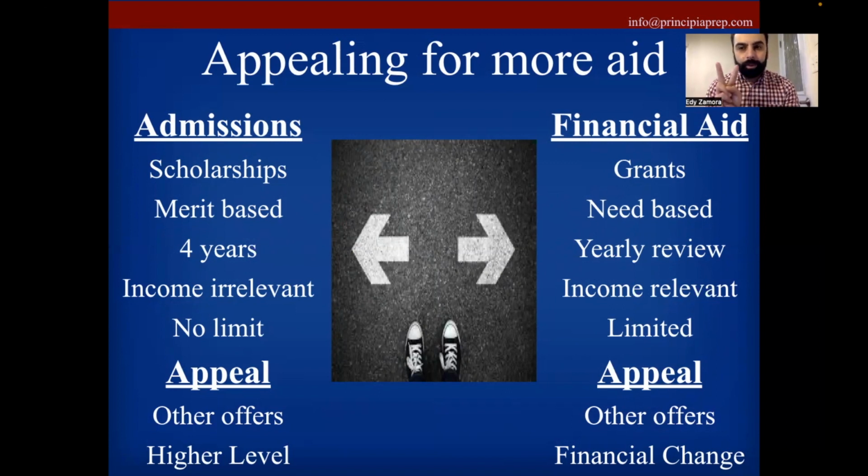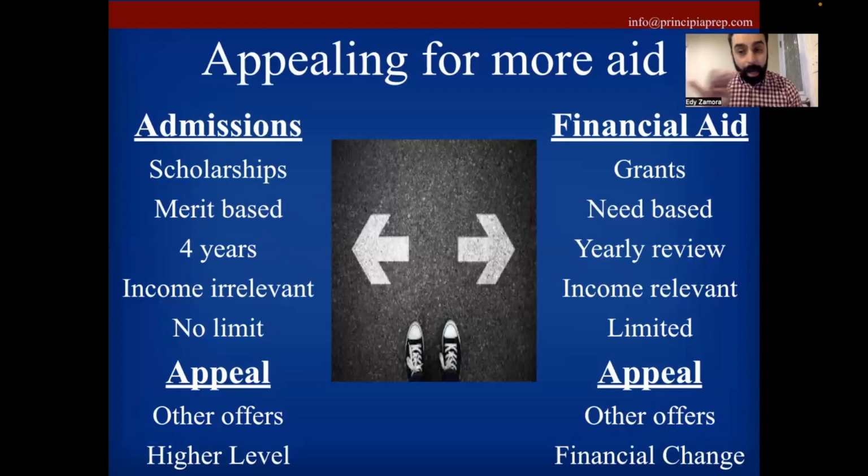There's technically two types of financial aid appeals. There's a scholarship appeal, which is handled by the admissions office. There's a grant appeal, which is handled by the financial aid office. Let's start first with the admissions office. The admissions office, the scholarship money you're given is actually the best, basically the golden ticket of financial aid, in the sense that this is guaranteed for 4 years. Scholarship money guaranteed for 4 years.